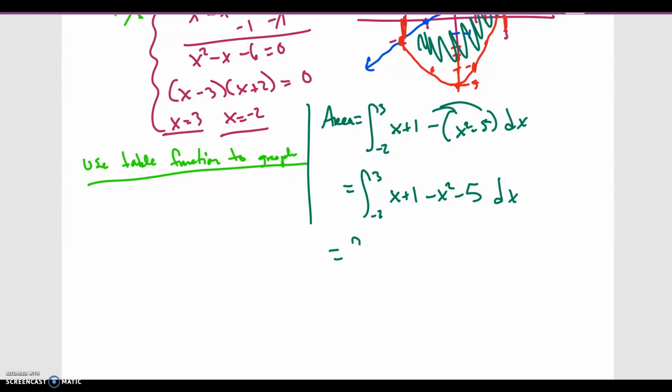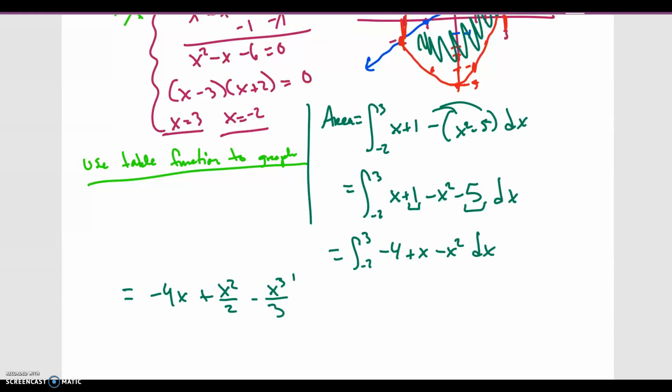So this is going to be the integral from -2 to 3. I can combine my 1 and my 5, which gives me 4, so I get 4 plus x minus x squared dx. From here I can just integrate this. This is going to be 4x plus x squared over 2, and then minus x cubed over 3, from -2 to 3.